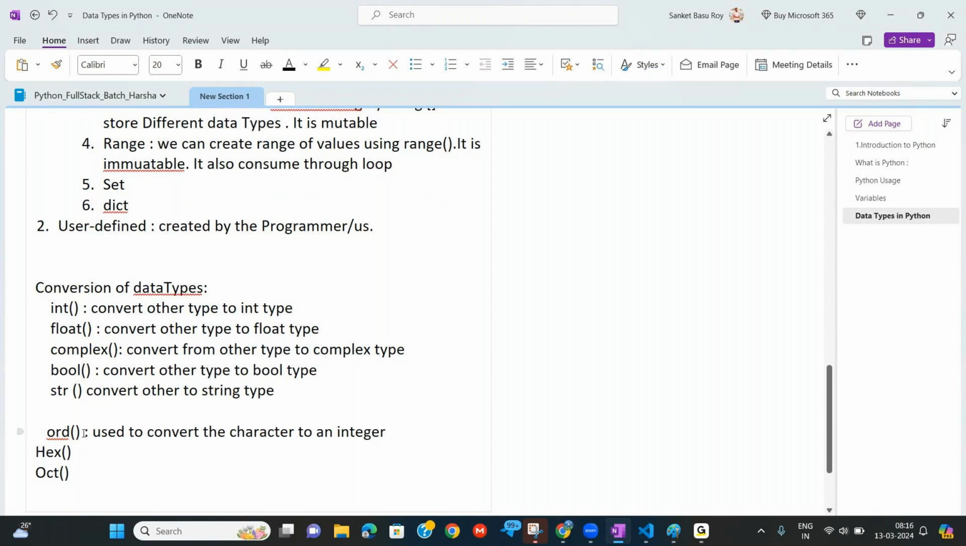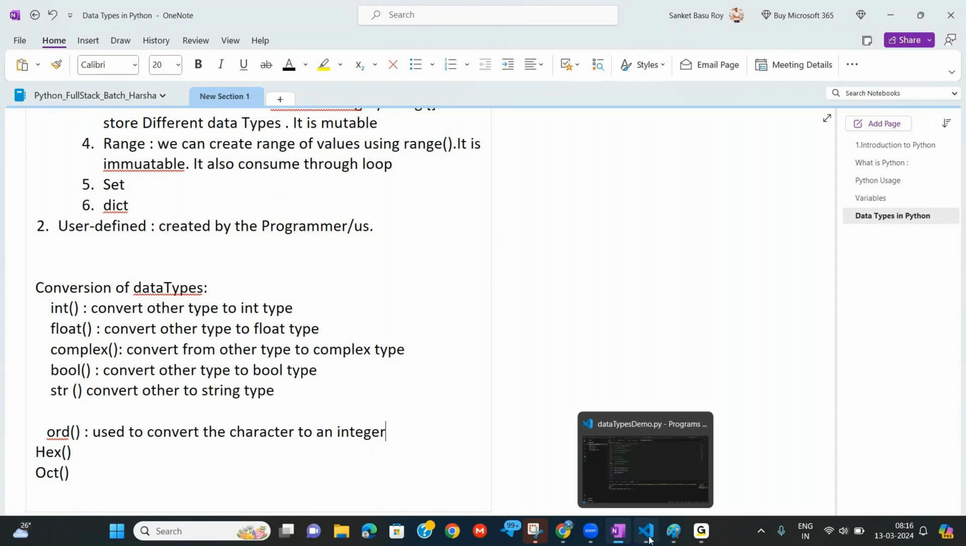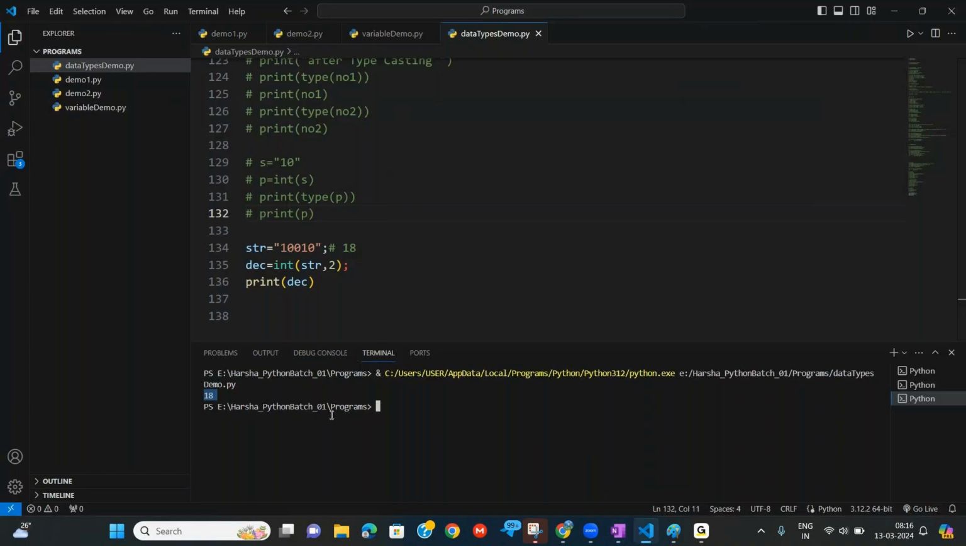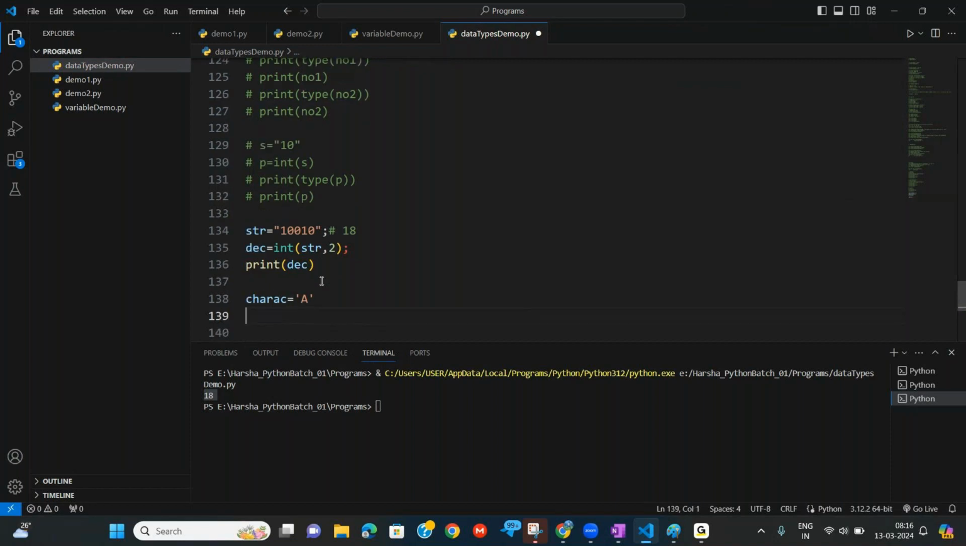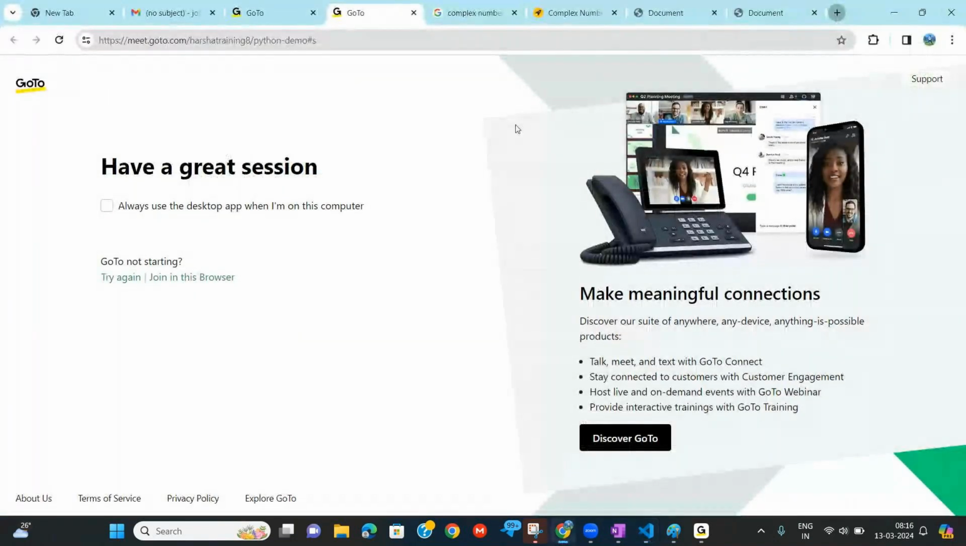Now, what do you mean by converting a character to an integer? So let's see an example. Let's say, suppose I have a character, let's say character equal to capital A. And if I am trying to convert this character to an integer, what do you mean by an integer representation of a character? We have something called ASCII code.